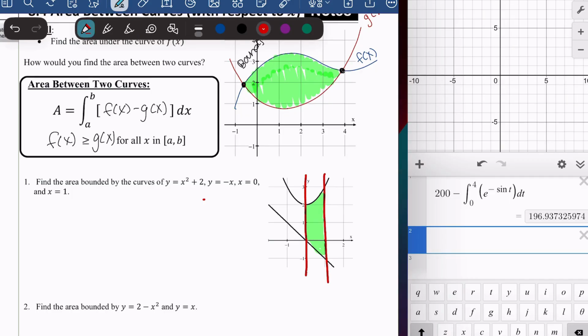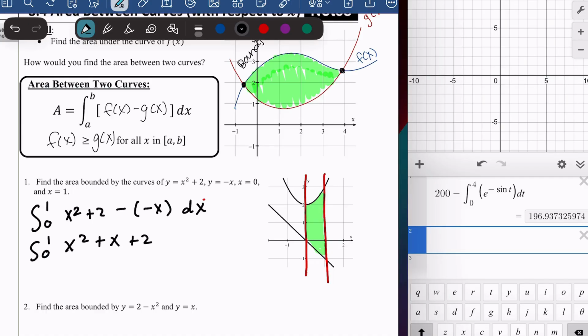If I was to use that formula, this would be the integral from 0 to 1, and which function is going to be on top, the quadratic or the line? Quadratic. So we're going to do that first: x squared plus 2 minus the bottom function, which is the line, so negative x, dx. Well, we can simplify that, and what we'll notice is we end up getting a quadratic here. This is the same as x squared plus x plus 2 dx.